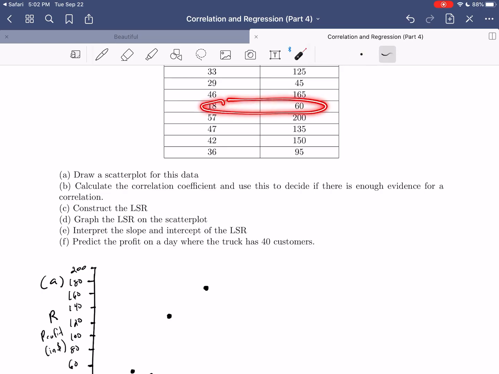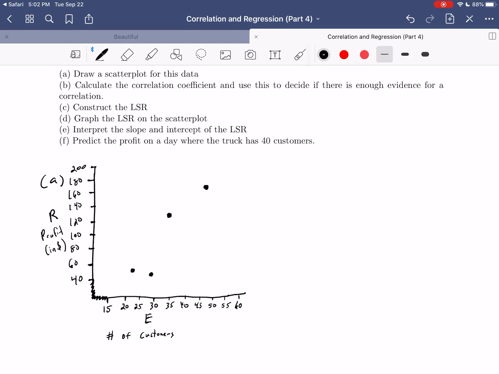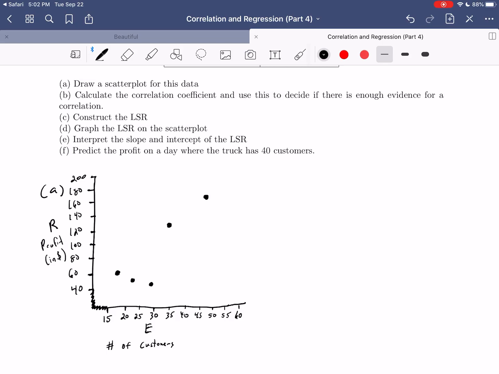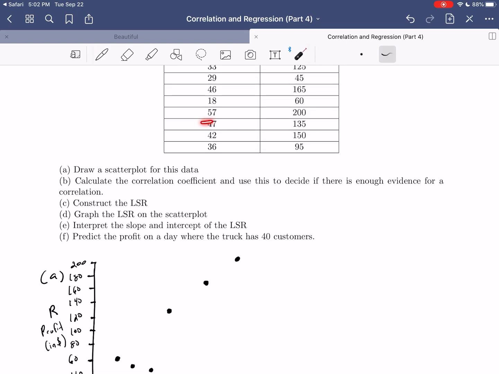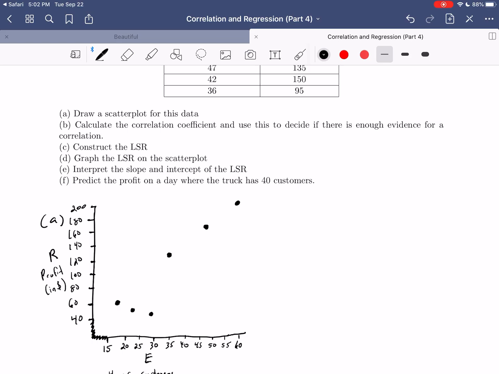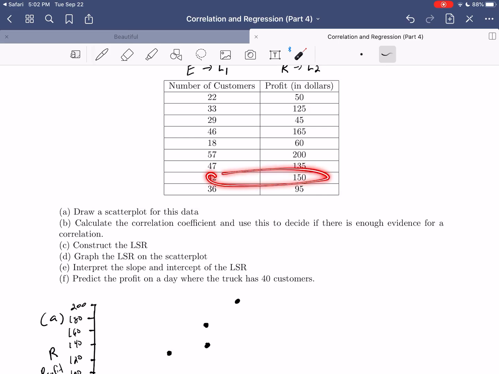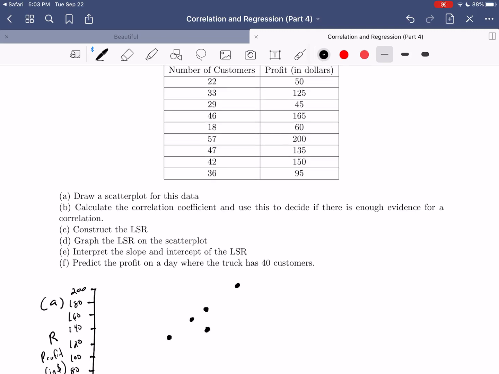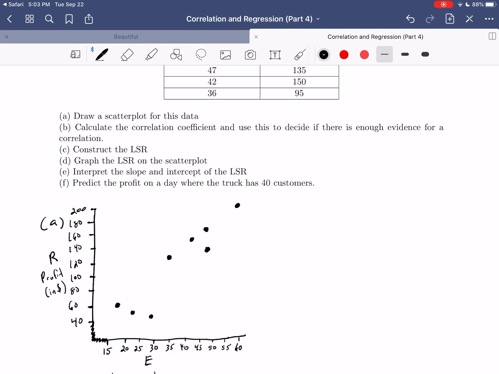Okay, we had 18 customers and a profit of 60. So 18 customers, profit of 60, probably somewhere right about there. We had 57 customers, profit of 200, so somewhere way up there. Okay. 47 customers, profit of 135. 47 and 135 seems to be right about there. 42 customers and a profit of 150. So that would put us right about there. And then finally 36 customers and a profit of 95. So that should put us right about there.